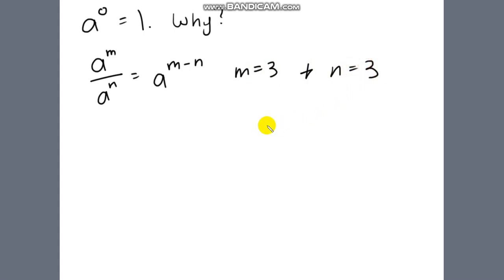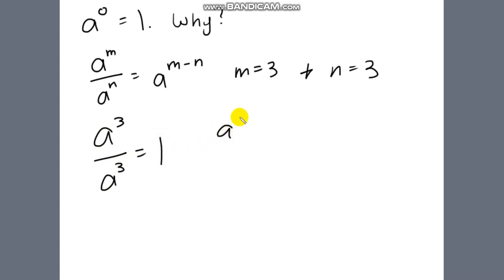If you take that division rule, so you have a raised to the m divided by a raised to the n, and we said the division rule says that you subtract the exponents. Let's take an example where m equals 3 and n equals 3. Okay? So if we substitute m and n, we have a cubed divided by a cubed. Anything divided by itself is going to be 1.